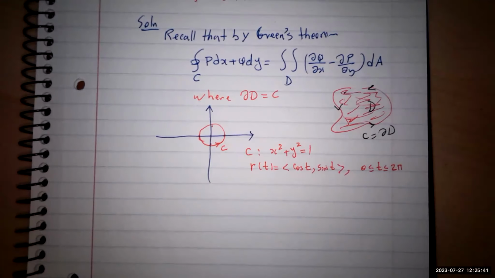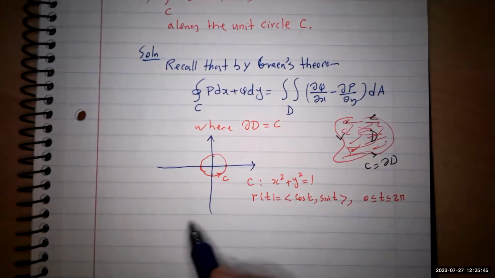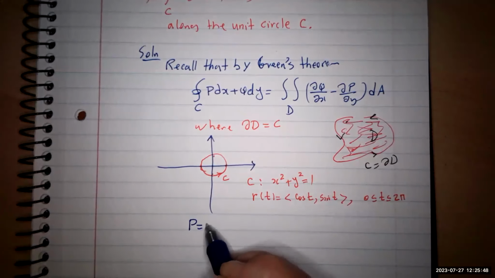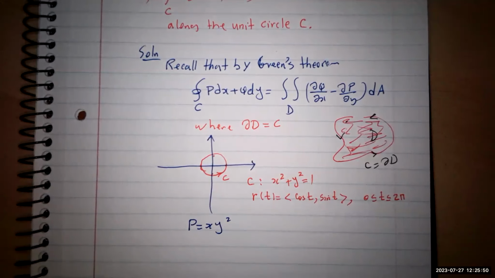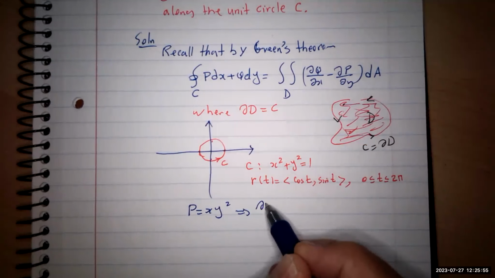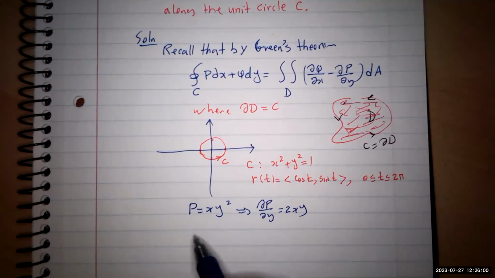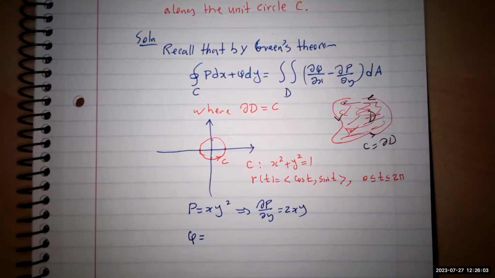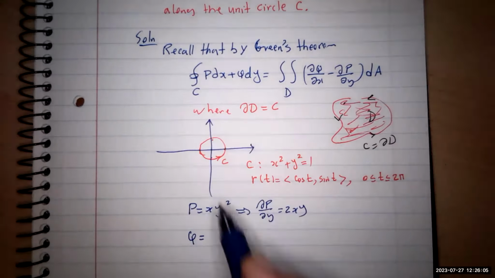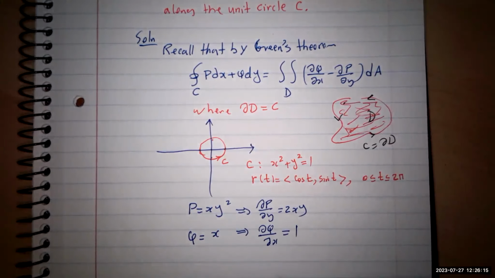So let's form this integral to see what we have. According to the given one, this is your P, so P is equal to x y squared. You need the partial of P with respect to y, which gives you 2xy. Then your Q is x, so you find the partial of Q with respect to x, which is equal to 1.